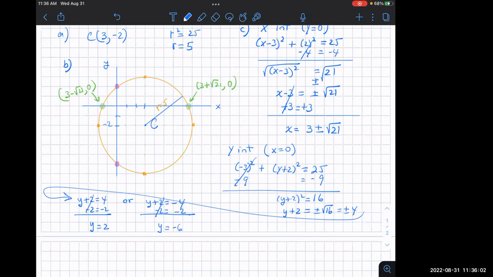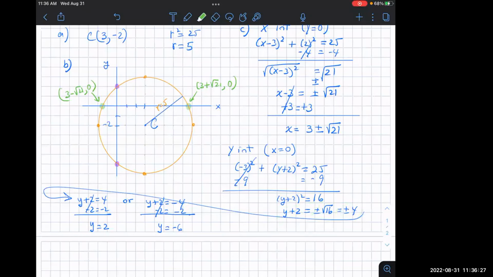I'm sorry, Professor. What happened to the 2? Y plus 2? Y plus 2 equals plus or minus square root of 16. Yeah, so we're here, right? Y plus 2 equals plus or minus square root of 16, and the square root of 16 is 4. Oh, okay. Thank you.